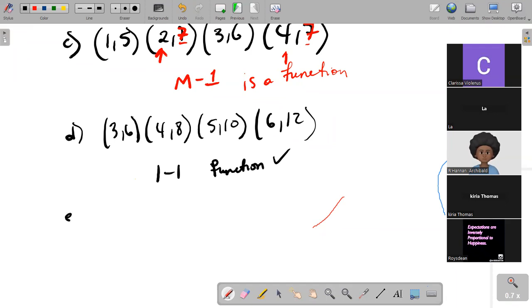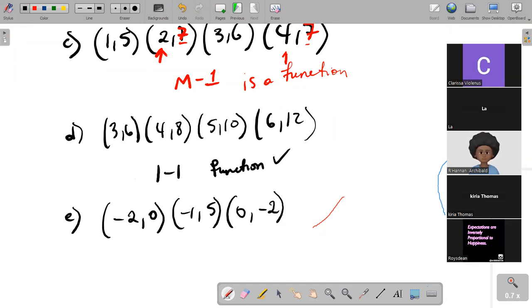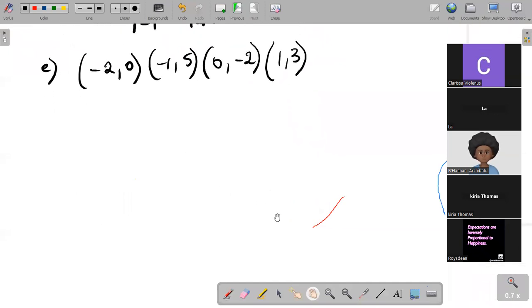So this is the last one. Don't let it bust your head, guys. -2, 0. -1, 5. 0, -2. 1, 3. I bet this busts your head. What is this?